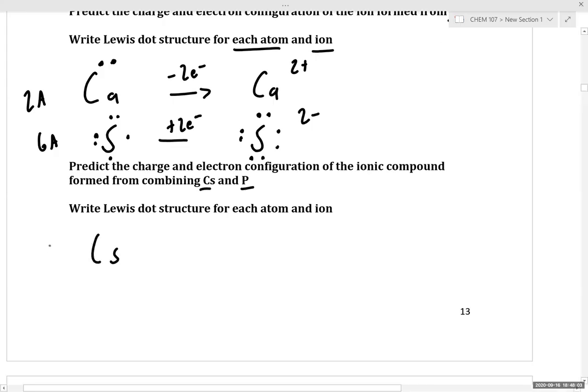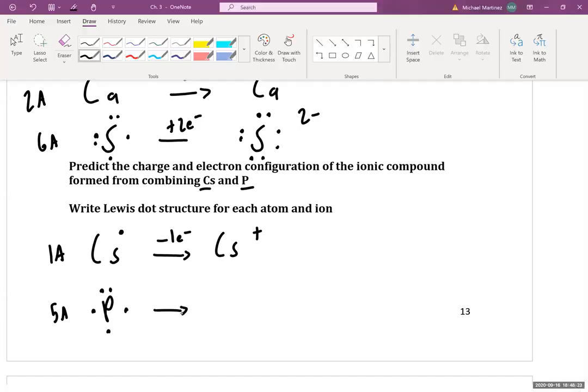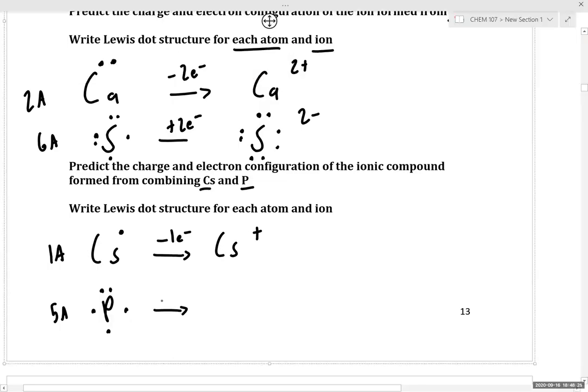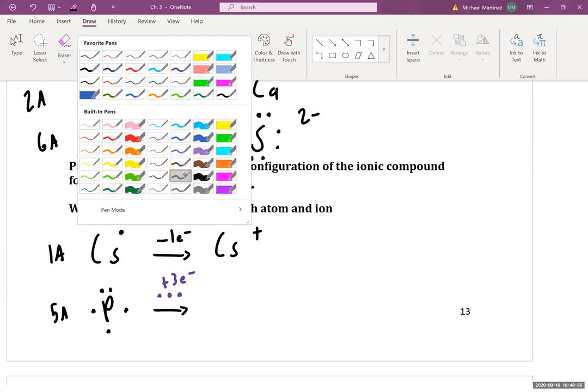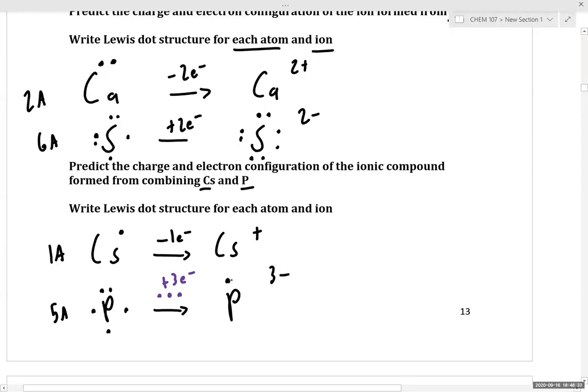So cesium is a 1A element, so it has one valence electron. We'll lose one valence electron to make cesium plus. Phosphorus is a 5A element, so it has 5 valence electrons. In order to complete the octet, we need to add 1, 2, 3 electrons. And that in turn gives us phosphorus 3 minus.